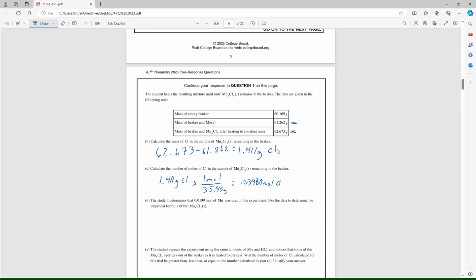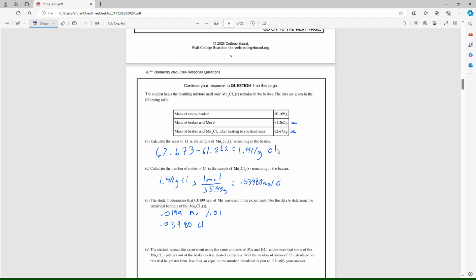The student determines that 0.0199 mole of manganese was used in the experiment. Use the data to determine the empirical formula of manganese chloride. So we have 0.0199 mole of the manganese, we have 0.03980 mole of the chlorine. You just divide by the lowest number of moles. But if you're finding the empirical formula, make sure you're in moles before you divide by the lowest number.